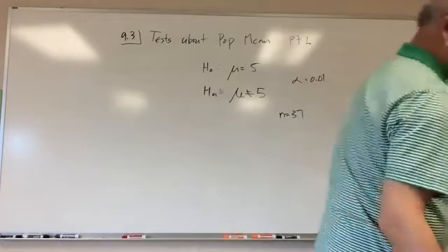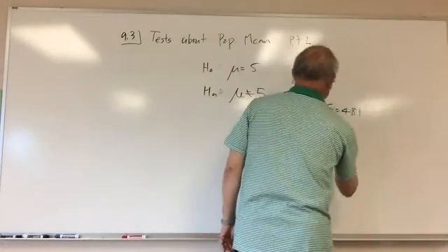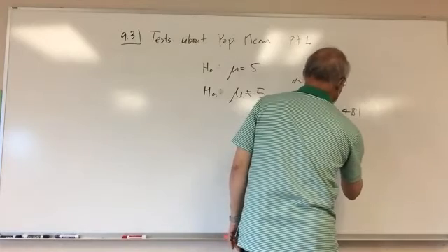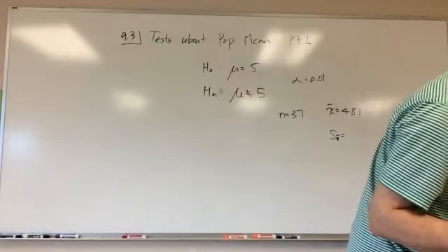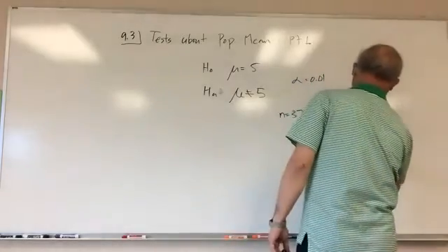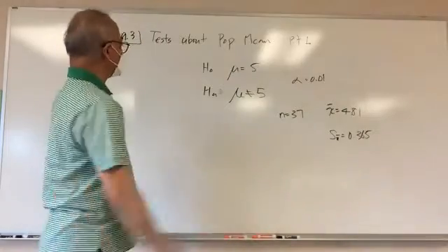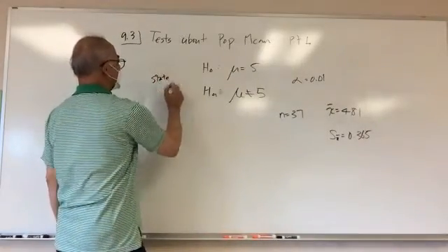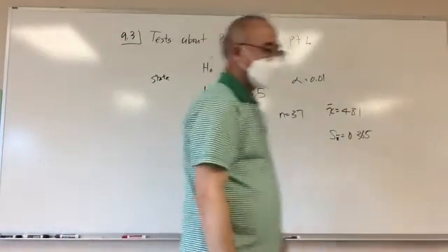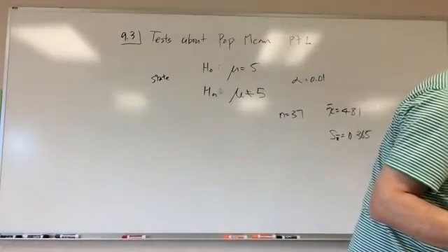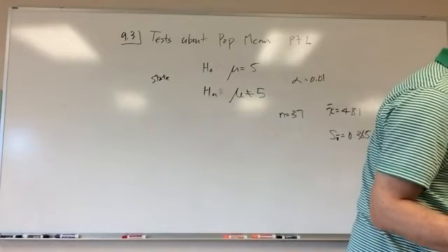Yields an x-bar equal to 4.81, and the standard deviation of that was 0.365. So what do we need to find? This is the state part. Do we check all that stuff, or did they tell us that we don't have to check that stuff? It says the conditions are met. Okay, we're good.